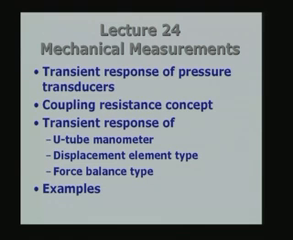And what I am going to do is take 2 or 3 examples. One is the U-tube manometer, which is a very simple system, but from the point of view of transient, it is more complicated than the other two. Then we are also going to take a look at displacement element type, and thirdly a force balance type. These have been already looked at purely from the point of view of operation earlier. We are going to look at the transient behavior of these systems also, and we will follow it up with an example or two depending on the time available.